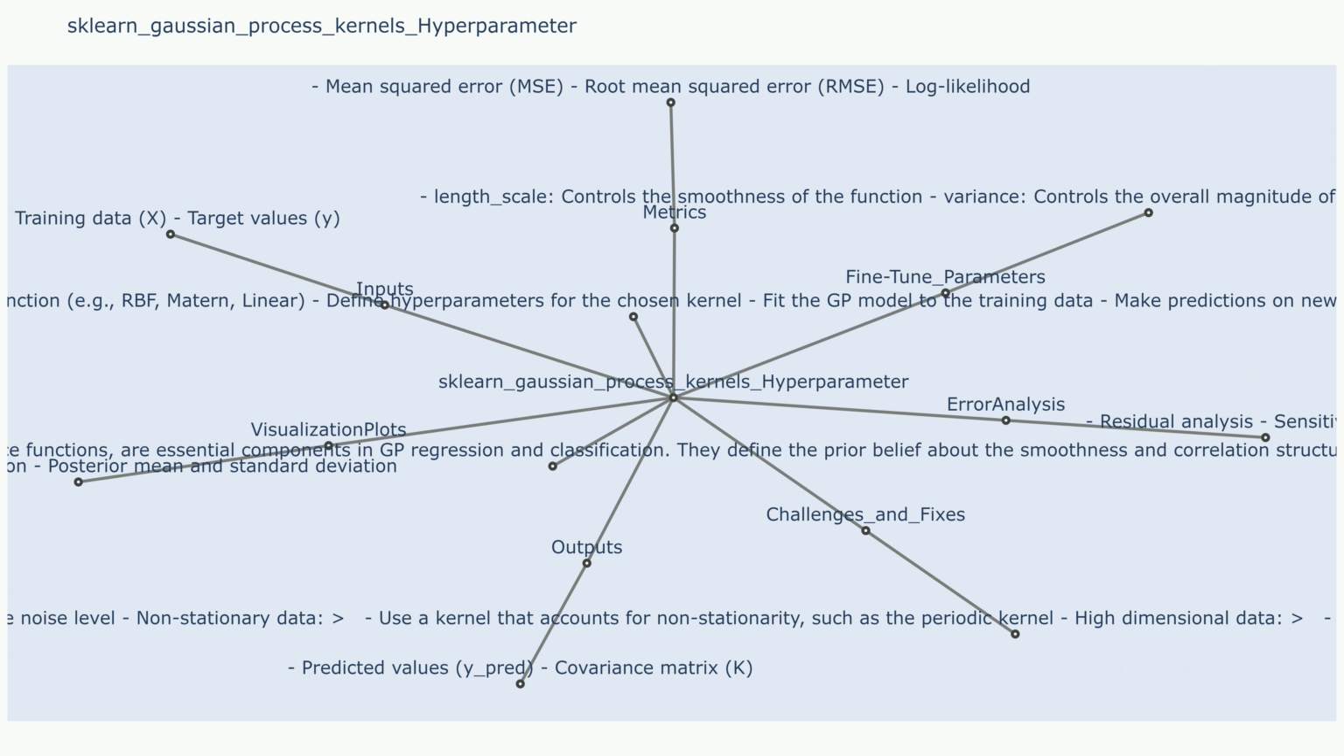Fixes to Challenge 2: use a sparse Gaussian process model, which only considers a subset of the training data points. Use approximate inference techniques, such as variational inference or expectation propagation.